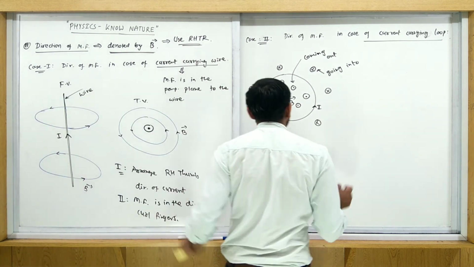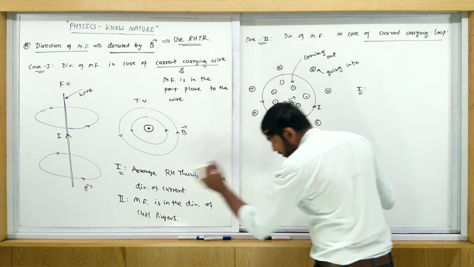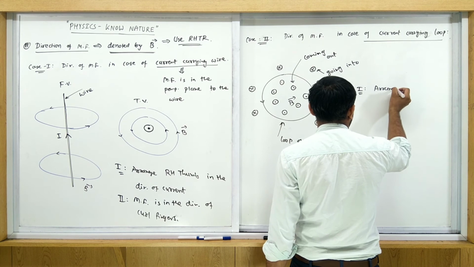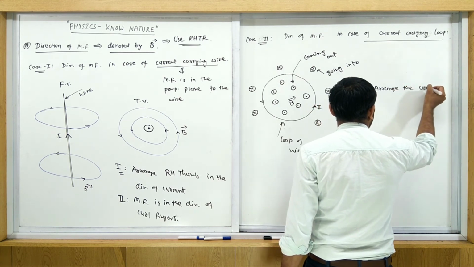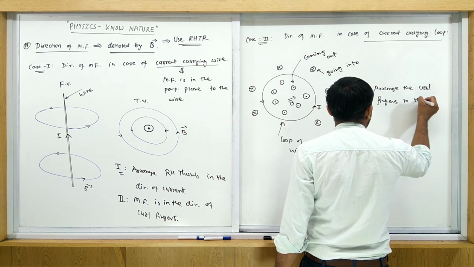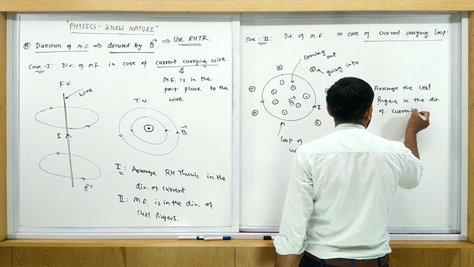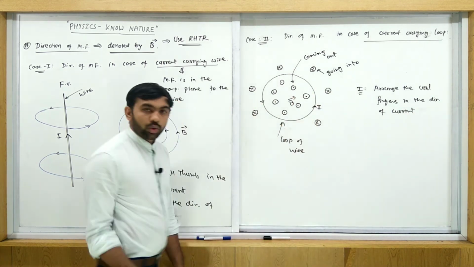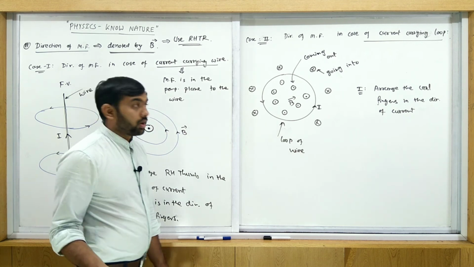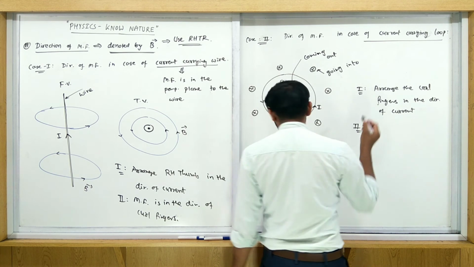So how do we write these two steps here? Step number 1: arrange the right hand thumb in the direction of current. Here you have to do the same: arrange the curl fingers in the direction of current, because here the current itself is curled, so where it is curled you place the fingers, and where it is straight you place the thumb. So that is the first step. What is the second step?